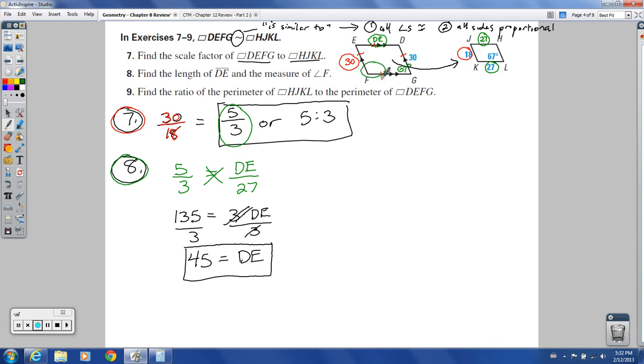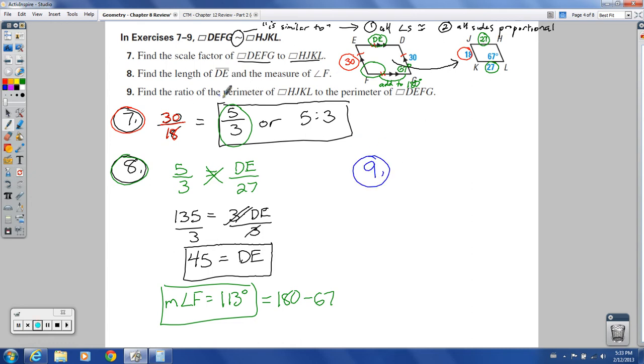So what's left over here? Remember, these are supposed to add to 180 degrees. So what would you have left for the measure of angle F? Measure of angle F would have to equal 113. Because, why is that? If I asked you why that was, you would just tell me it's 180 minus 67. Now I can move on to number 9.